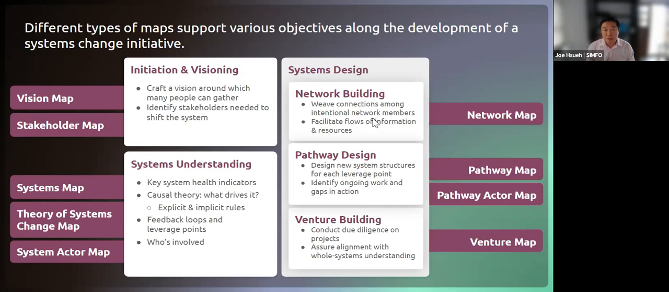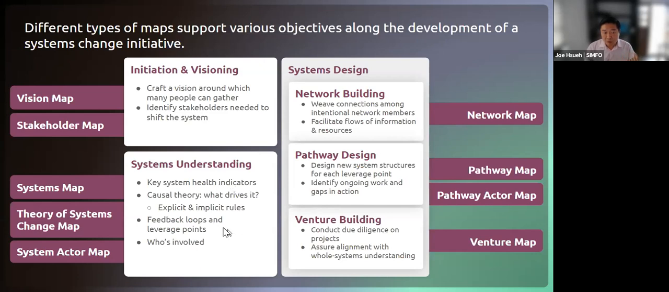Network building is important because we build a network of like-minded stakeholders who want to move in the same direction. We need to create a collaborative network, and it's intentional, right? We have a similar intention for why we want to come together to shift the system and facilitate the flow of information and resources. So a network map helps with that.